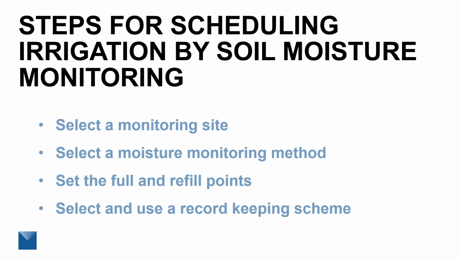So if we get back now to the problem of managing irrigation using soil moisture data, here are the four things that we need to do. We need to select the right site for monitoring. We need to select a method for measuring soil moisture. We need to set our full and refill points and record and display the results. Of course, the record keeping scheme should also indicate to the irrigator the answer to our two questions: when we turn the water on and when we turn it off.